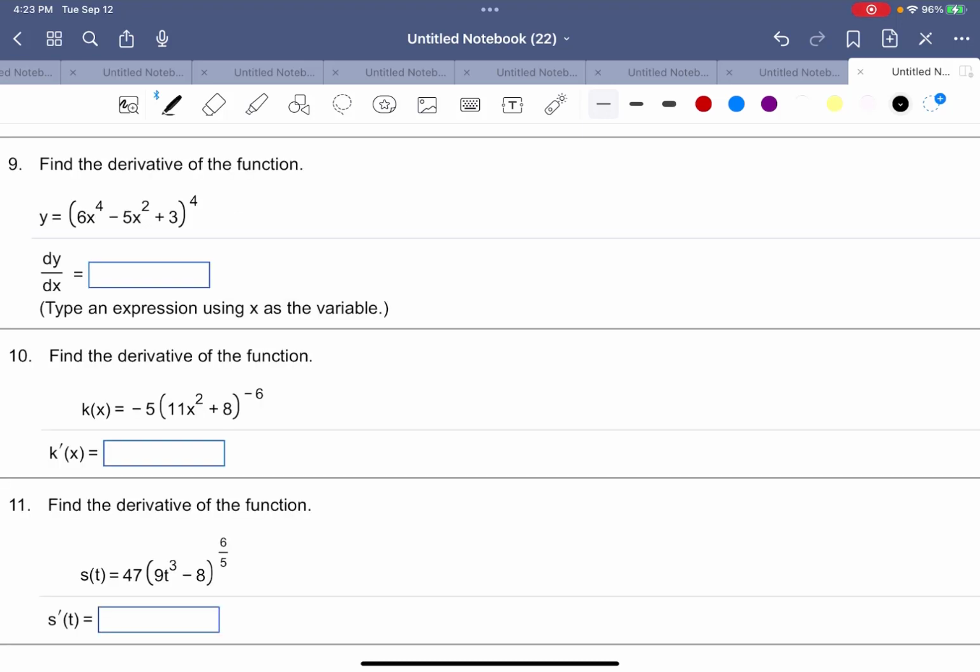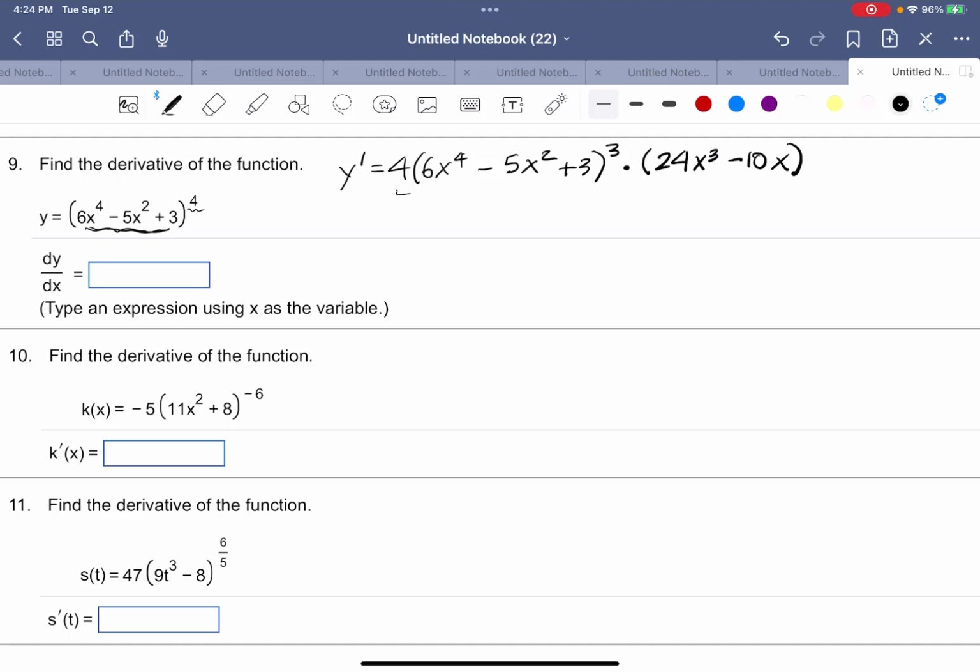So example number 9. This is a composite function where this is the inside function and this is the outside function. So y prime is going to be a power rule. Power times the base, which happens to be a trinomial, to the power minus 1. And now we have to tack on the derivative of the inner part. So that's going to be 24x cubed minus 10x.